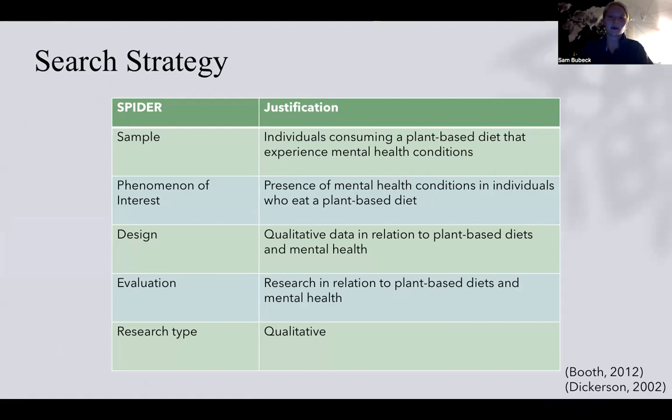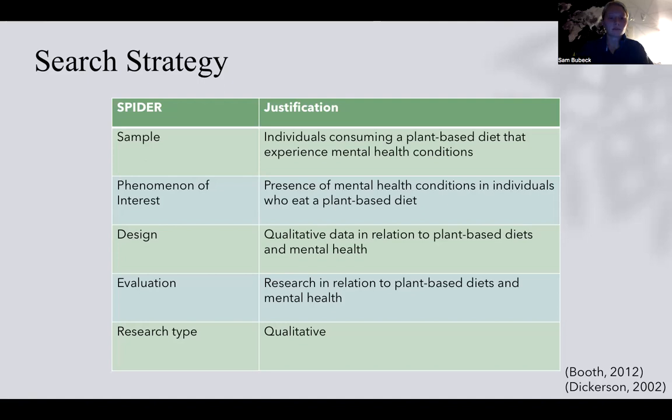For my sample, it was individuals consuming a plant-based diet that are also experiencing mental health conditions. So they had to be experiencing both simultaneously for these studies. My phenomenon of interest, there had to have been a presence of mental health conditions in individuals who eat a plant-based diet, keeping along with that sample.